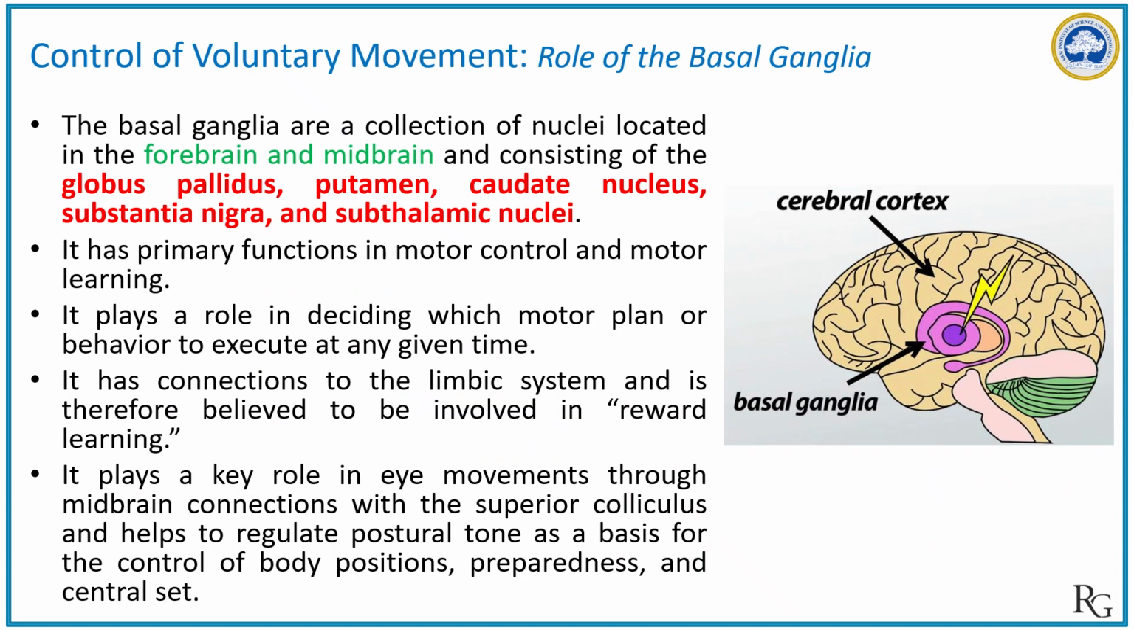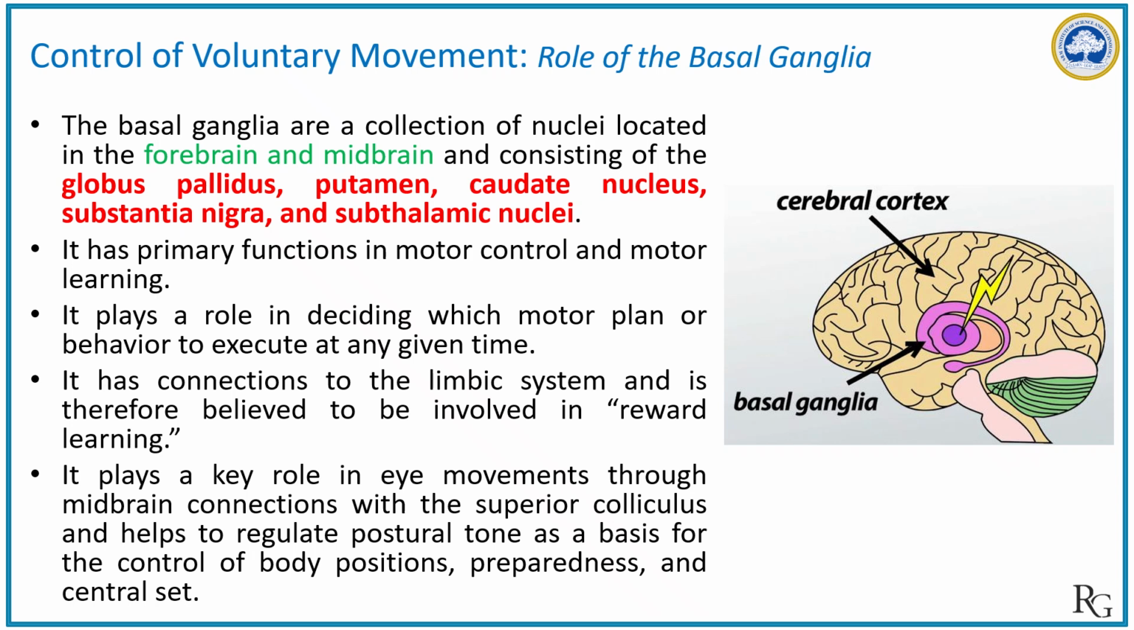The basal ganglia and their role. So, the basal ganglia are a group of interconnected nuclei located deep within the brain, including the globus pallidus, putamen, and other parts of the brain. Together they play a crucial role in motor control, motor learning, and the regulation of voluntary movements.